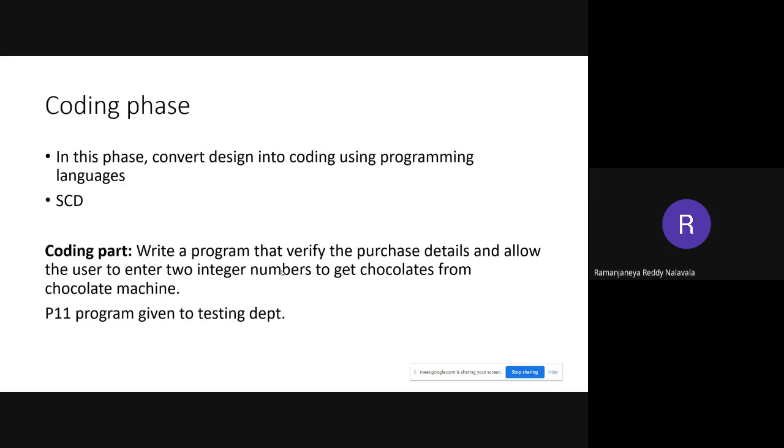So as per our requirement, we need to implement a chocolate machine in such a way that first the chocolate machine should verify the user purchase order. Once it is valid, then the user needs to enter two numbers. Based on the two numbers, the chocolate machine should release chocolates. Now let us write a program that should satisfy all the test cases.